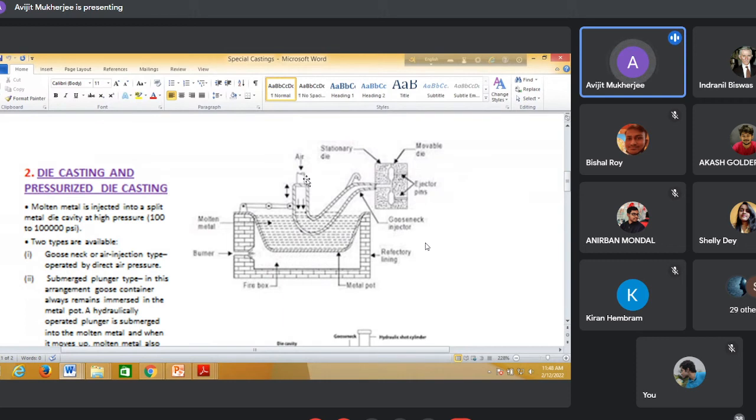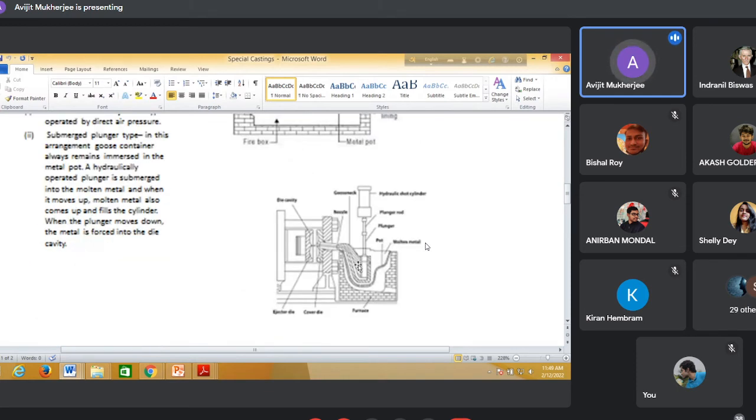Here, the gooseneck pot is just moving up and down. Also it is advancing here and coming back, advancing, coming back, dipping below, moving up, advancing. So this is mobile. On the contrary, we may have another arrangement.